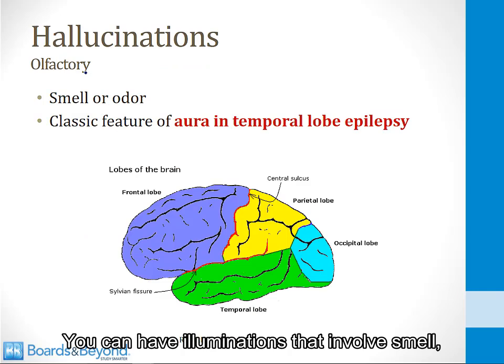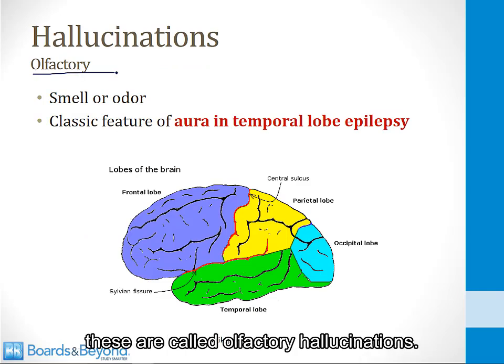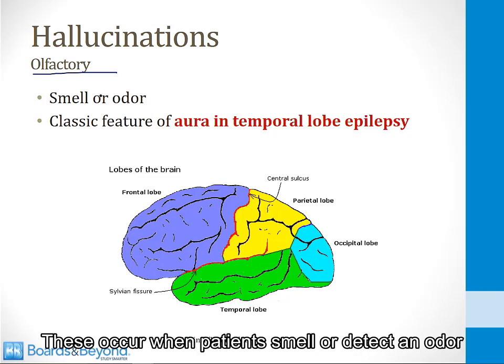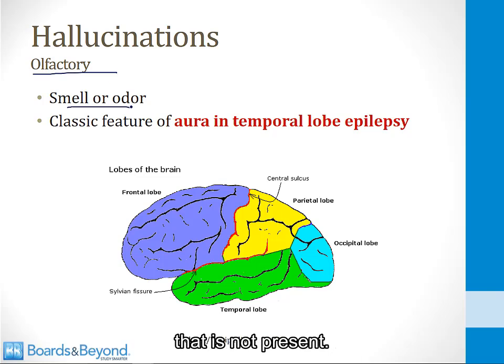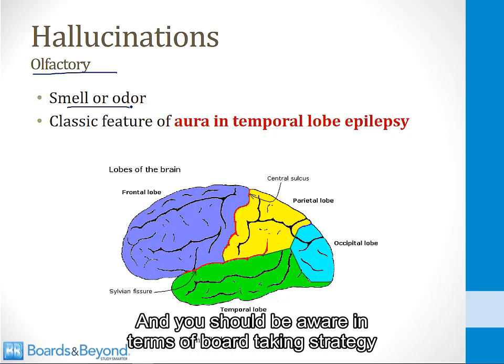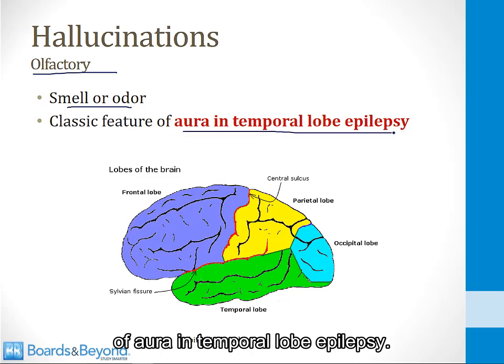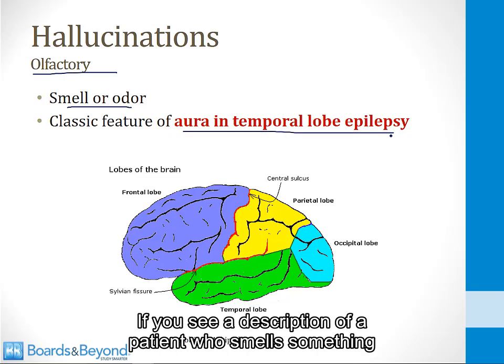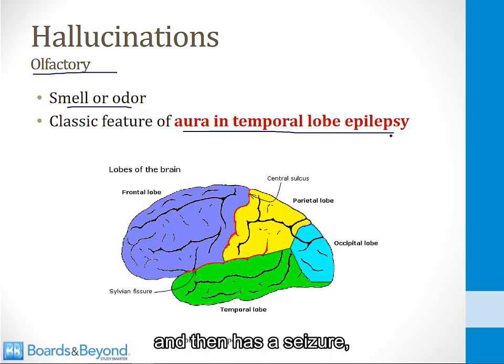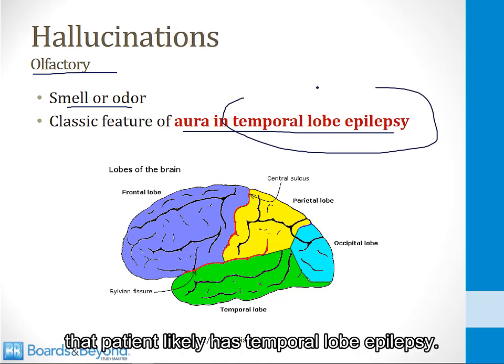You can have hallucinations that involve smell. These are called olfactory hallucinations. These occur when patients smell or detect an odor that is not present. And you should be aware in terms of board-taking strategy that this is a classic feature of aura and temporal lobe epilepsy. If you see a description of a patient who smells something and then has a seizure, that patient likely has temporal lobe epilepsy.